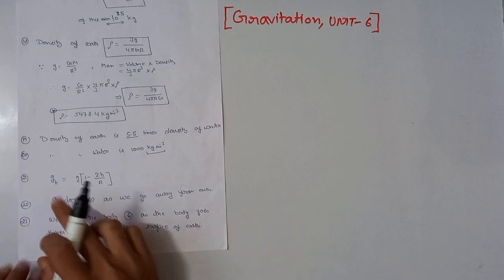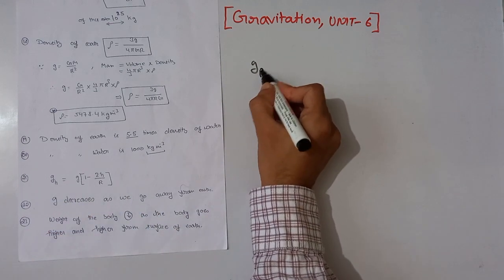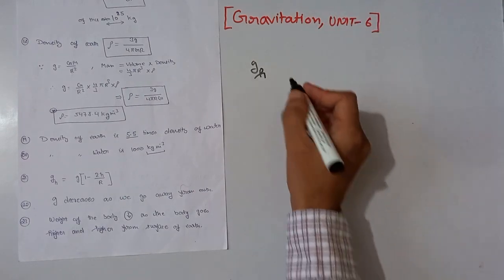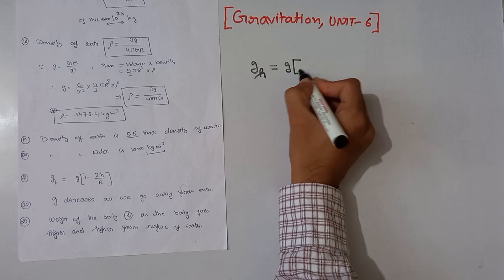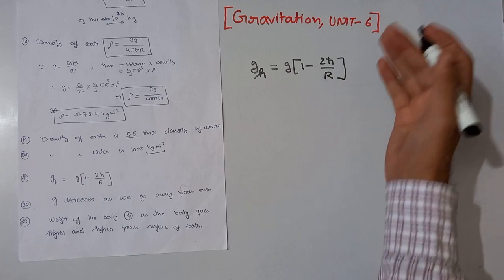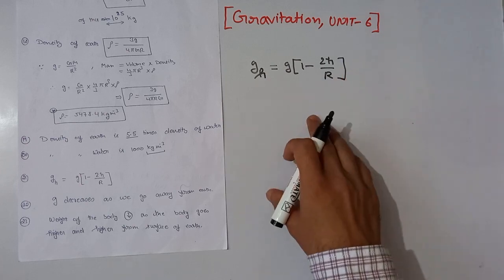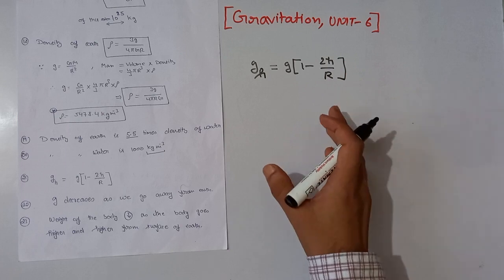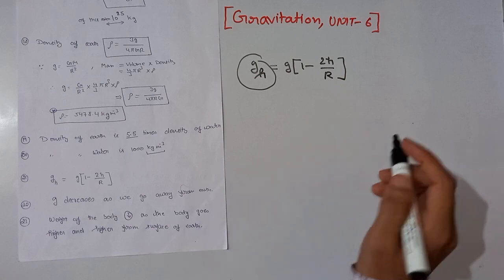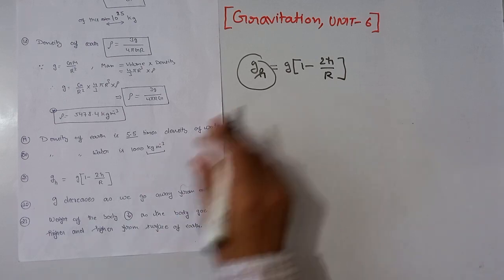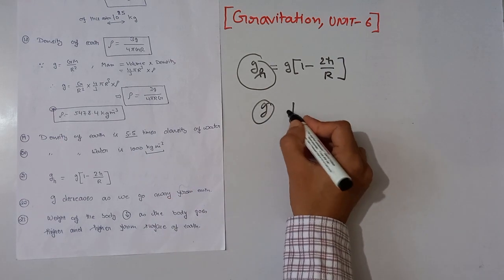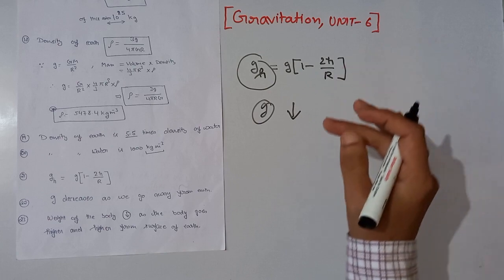Our next key point is gh. What is gh? gh is the acceleration due to gravity at some height h from the surface of the Earth, and it is given by g into 1 minus 2h divided by R, where h is the height from the surface of Earth and R is the radius of the Earth. By knowing this, we can easily calculate the acceleration due to gravity at some height h from the surface of Earth. And this g decreases as we go away from the Earth.